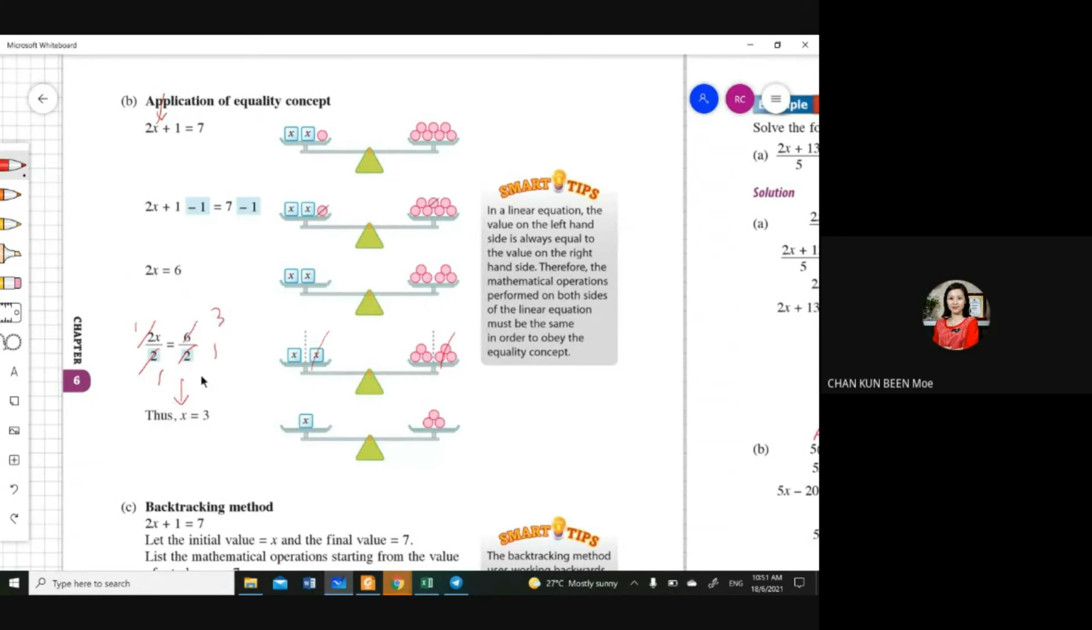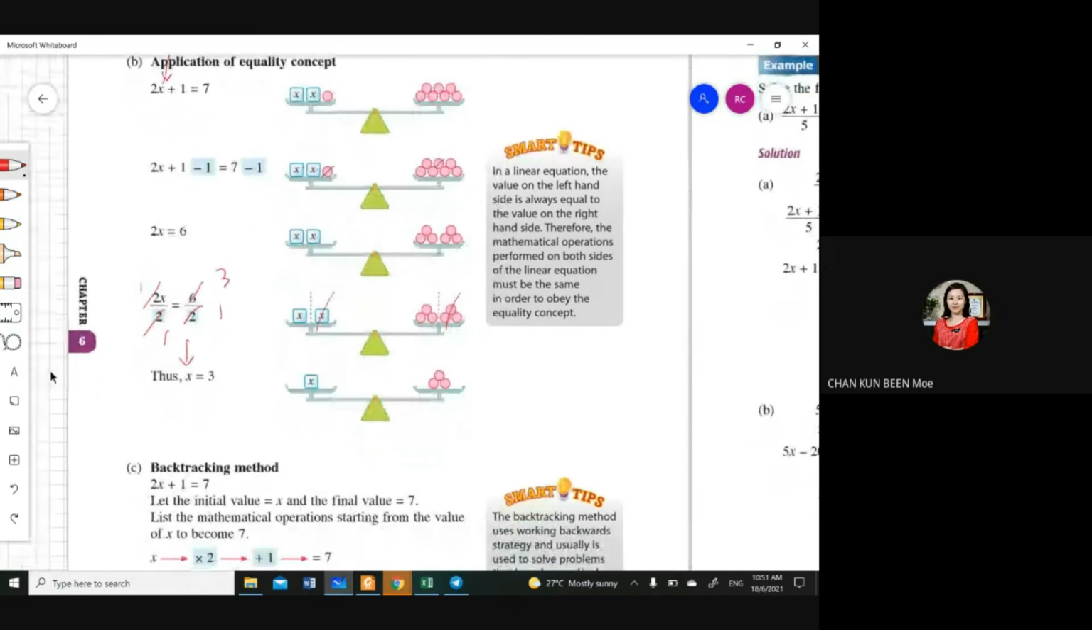Okay, we are going to try some more questions like this later on. This one is shown in a diagram to make you understand, but we don't have to do so. We just have to solve the working only. Okay, now we move into the backtracking method. This one you understand?